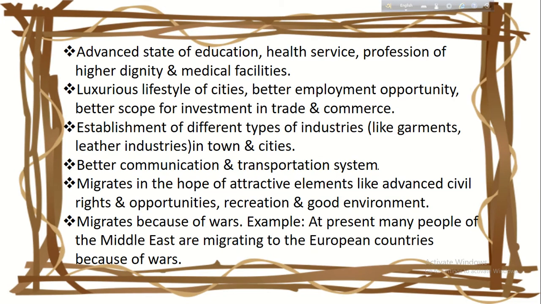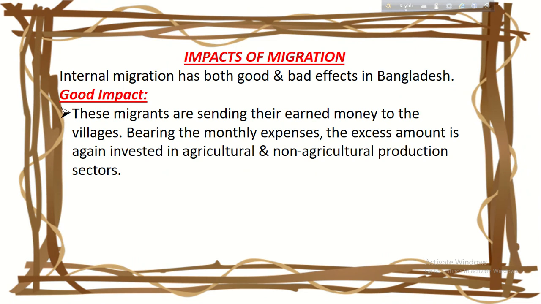Another reason is the advanced state of education, health service, higher dignity and medical facilities, luxurious lifestyle of cities, better employment opportunities, better scope for investment in trade and commerce, establishment of different types of industries like garments and leather industries in towns and cities, better communication and transportation system. People migrate in the hope of attractive elements like advanced civil rights and opportunities, recreation and good environment. People also migrate because of wars. For example, at present many people of the Middle East are migrating to European countries because of wars.